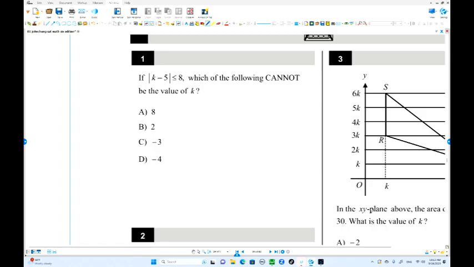Hi everyone, this is test 9 in the book, section 3. Okay, so we're gonna finish all these questions today.